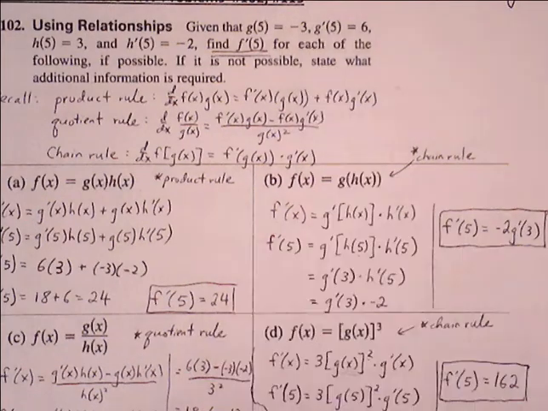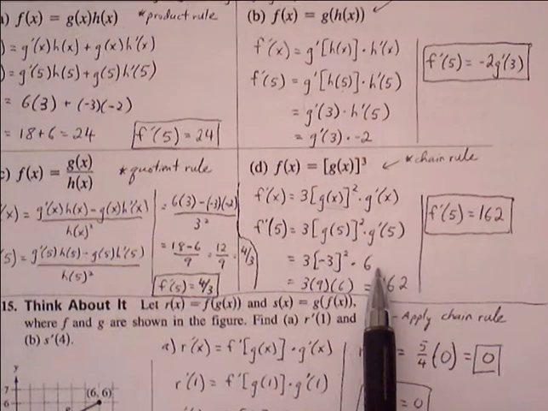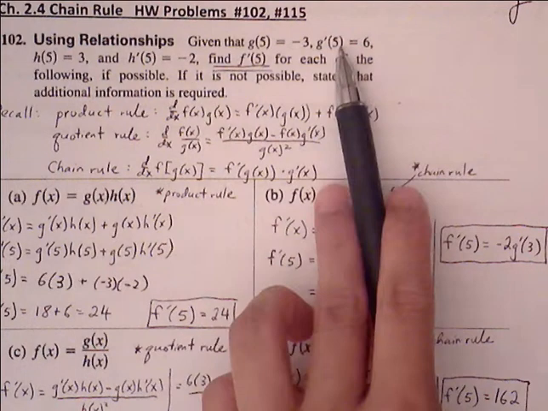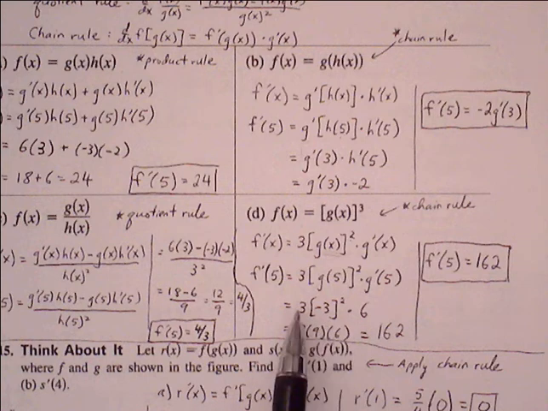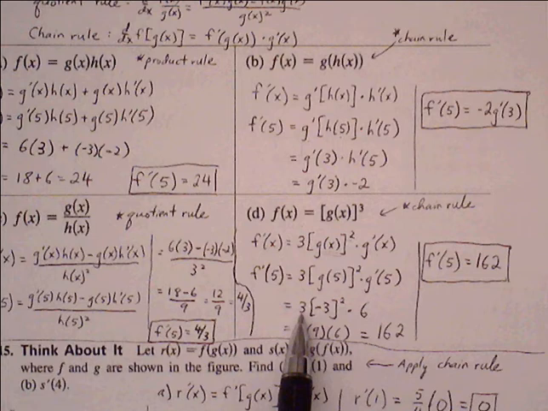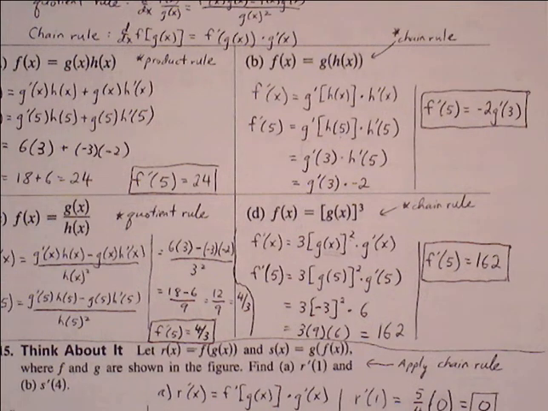G of 5 is given to us to be -3. Replace g of 5 with -3. Replace g prime of 5 with 6, again looking at what's given to us. Right, g prime of 5 is positive 6. And then we have everything moved out of function notation. So 3 times -3 squared, 3 times 9 times 6 is 162. So f prime of 5 is equal to 162.